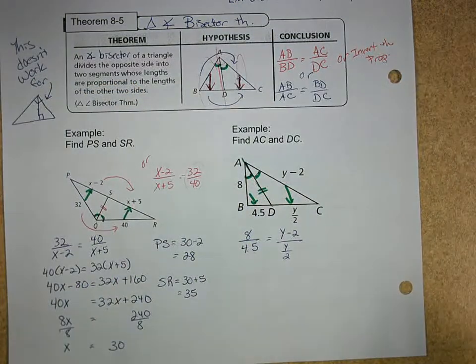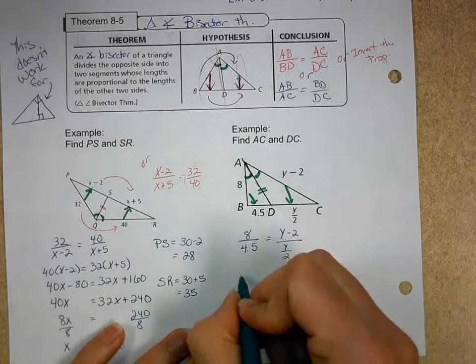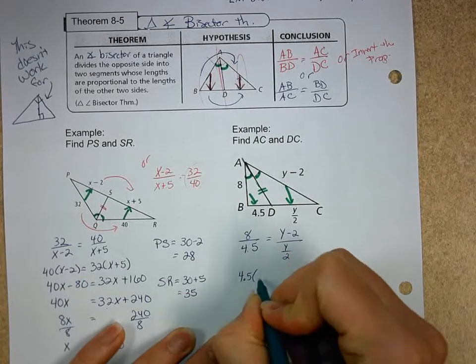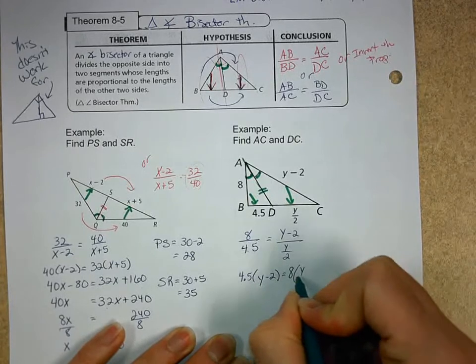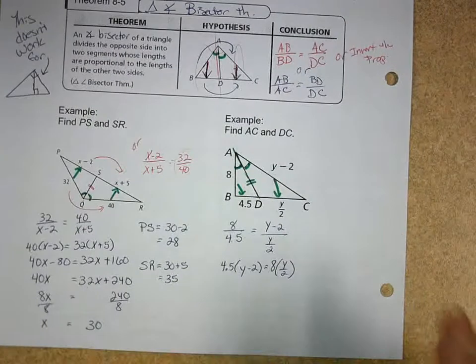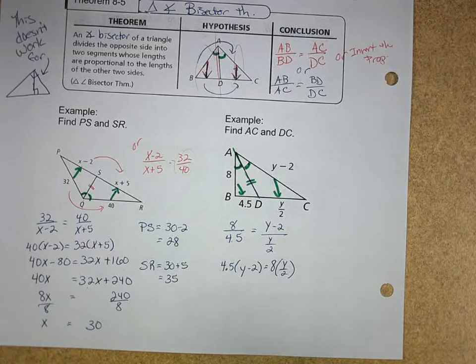Oh, Gregerson, what do I do? Well, breathe is the first thing that you do, okay? And then you cross multiply. Because do the math rules really change? No, we can cross multiply. So when I do that, I'm going to get over here, 4.5 times (y minus 2) equals 8 times y over 2. I'm going to go ahead and keep working with it and simplifying it out.